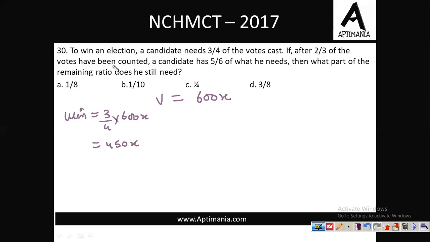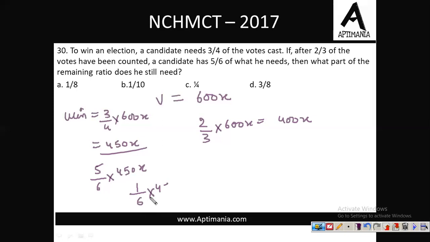Fine. हुआ क्या है if after 2/3 of the votes have been counted, कितने votes काउंट हो चुके हैं 2/3 of 600x. 400x votes जो हैं वो काउंट हो चुके हैं और इस कैंडिडेट को कितने 5/6 उनको मिल चुके हैं जो इनको टोटल चाहिए था विन के लिए उसका 5/6 उनको मिल चुका है. तो 5/6 of 450x कितना होता है जितना भी होता है we need not to calculate this. अभी उनको कितना रिक्वायर्ड है जो उनको 450x चाहिए था उनको 5/6 मिल चुका है तो उनको रिक्वायर्ड कितना है 1/6 of 450x रिक्वायर्ड. फाइन. इसको सॉल्व करते हैं तो ये आता है 75x.